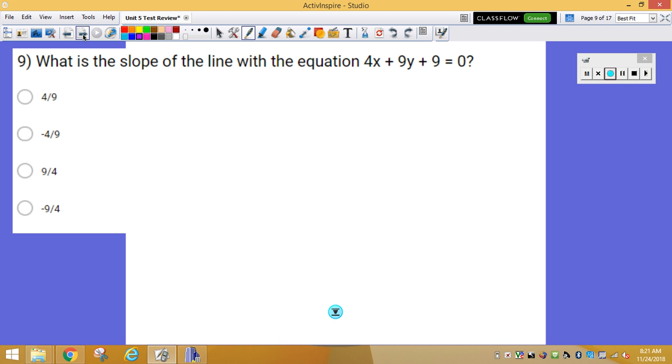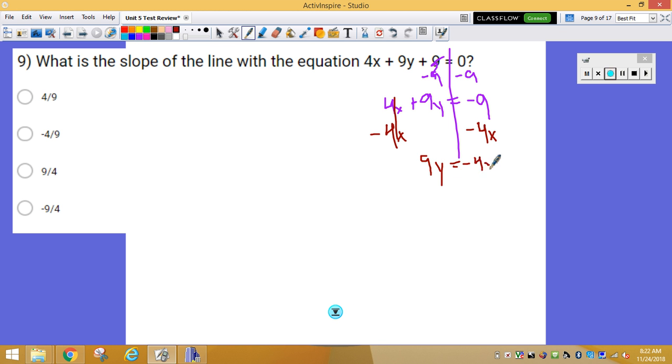Okay, this one, again, we've got to get y by itself. So let's do it. I'm going to start by moving my 9. So I'm going to do -9. So 4x plus 9y, I'm just bringing that down. 0 minus 9 is -9. Now I'm going to move my 4x by subtracting it. So 9y equals, it's a -4x, that comes first, and it's a -9.